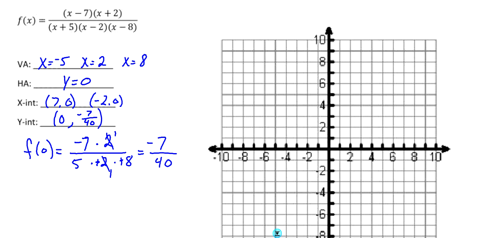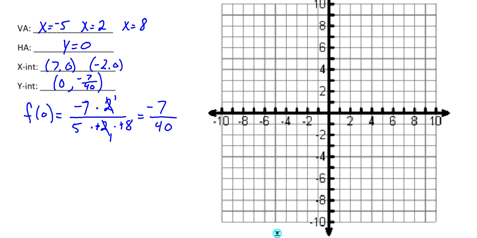All right. So here we go. Vertical asymptotes, I got 3. So I have one at -5, one at +2, one at +8. My horizontal is at 0. My x-intercepts are at -2 and +7. My y-intercept is at 0, -7 over 40, which is basically somewhere between 0 and -1. And so here we go.